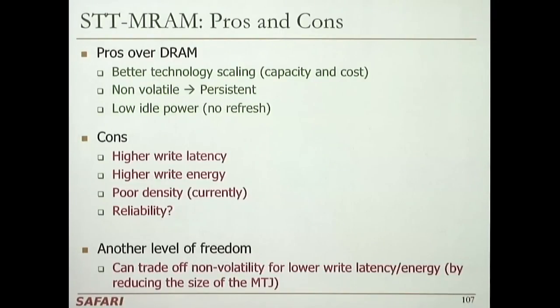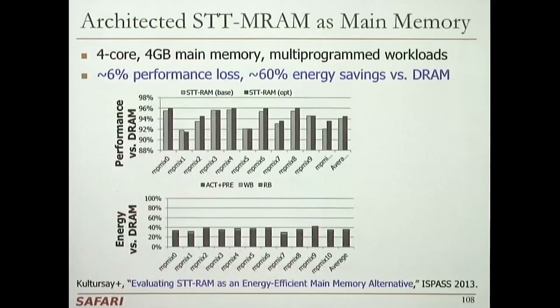So there's another level of freedom which exists in some of these technologies, not all of them. By reducing the size of the magnetic tunnel junction device, you can actually trade off non-volatility for lower write latency and energy. Because the device is smaller, you can push current much faster. But then it's not as non-volatile anymore. It can lose data. So it becomes more DRAM-like, if you will, which is really interesting. So the question is, can you take advantage of this trade-off as an architect, potentially, right?